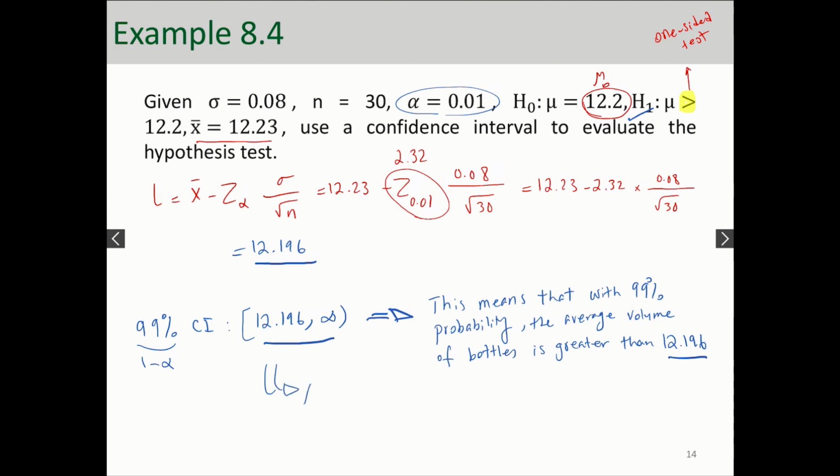So mu naught is equal to 12.2, and that is within this confidence interval. Therefore, we fail to reject the null hypothesis. Basically, we fail to reject that the average volume of these bottles is 12.2. We fail to reject that. We quote-unquote accept that.